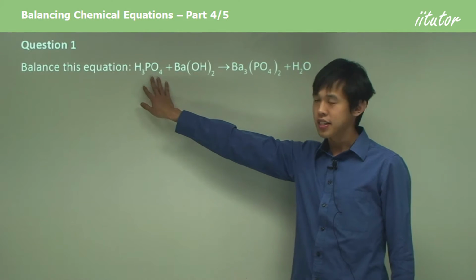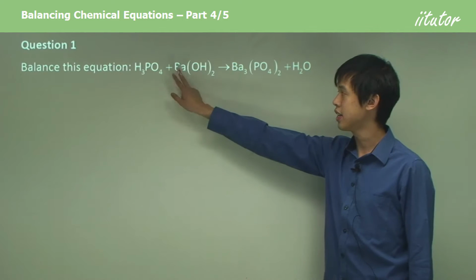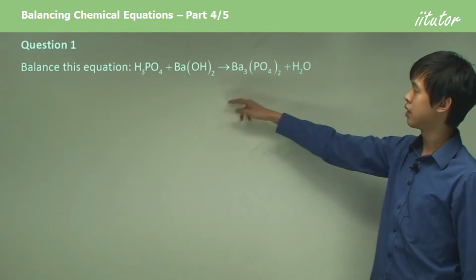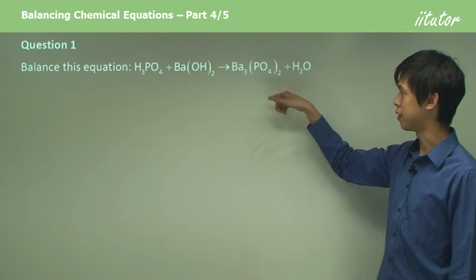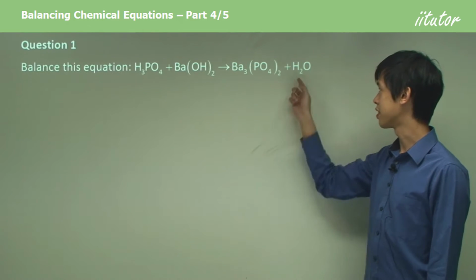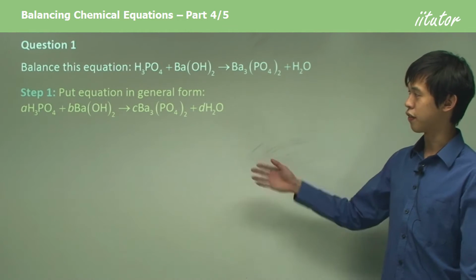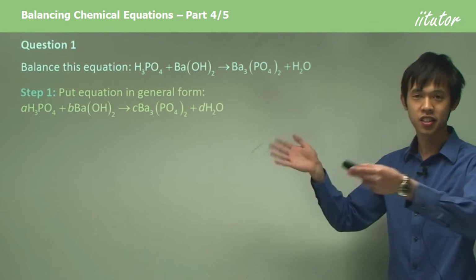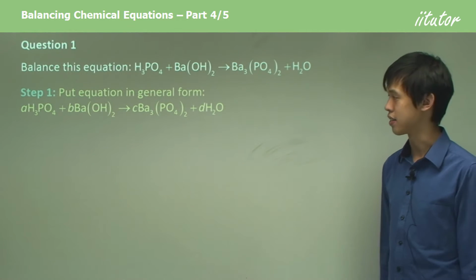This is phosphoric acid, so H3PO4 plus barium hydroxide, Ba(OH)2, goes to form barium phosphate, Ba3(PO4)2, plus H2O, okay? So, put the equation in general form. I just put A, B, C, and D. Every single time we just do this, okay? Unless, of course, you've got a faster way.